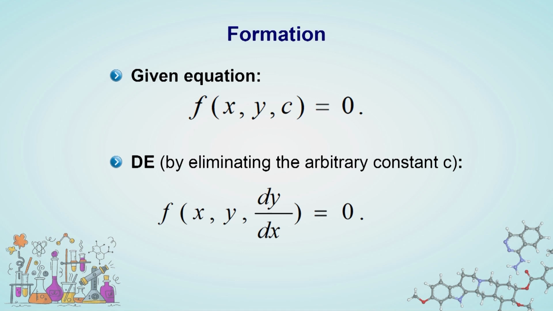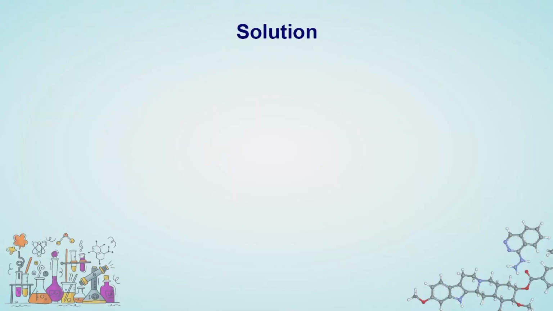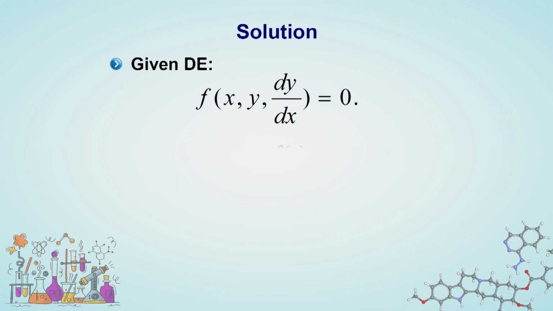Then we can say that f(x, y, dy/dx) is a differential equation and an ODE, because c is not here. Instead of c there is dy/dx. Now how do we solve the problem? We can see that f(x, y, dy/dx) = 0 is an ODE. But how do we solve it? What is the meaning of solution?